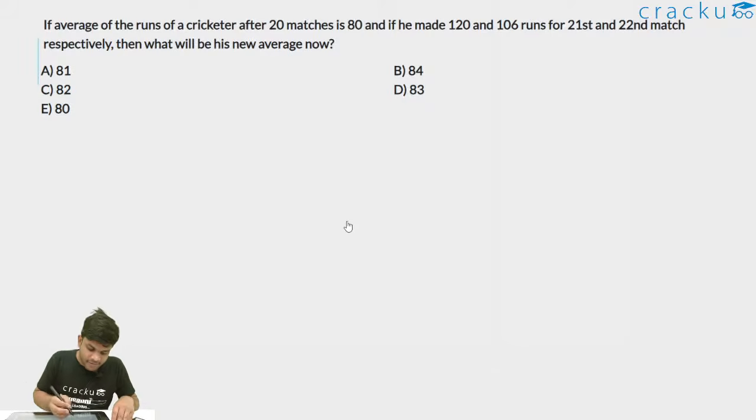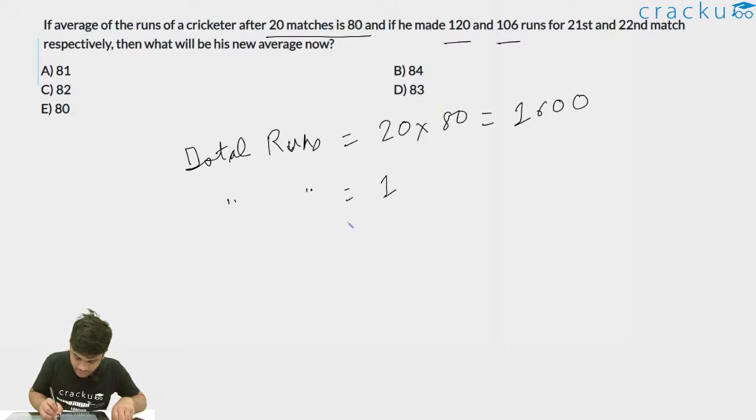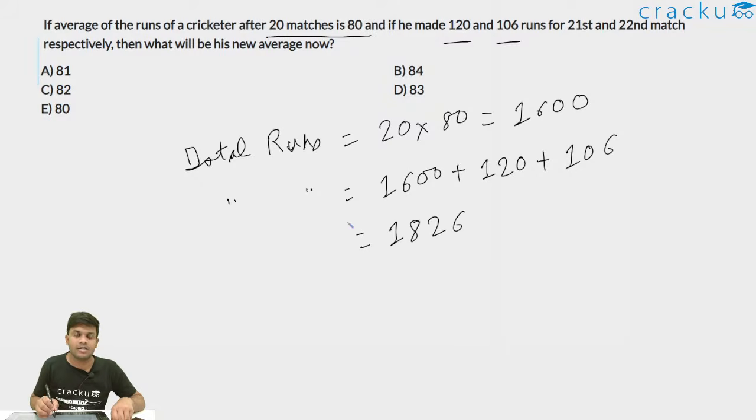So in this question, the average of the runs of the cricketer after 20 matches is 80. So total runs after 20 matches will be 20 into 80, which is equal to 1600. Now in the next two matches he scored 120 and 106 runs. So total runs will be 1600 plus 120 plus 106, so it will be 1826 runs.